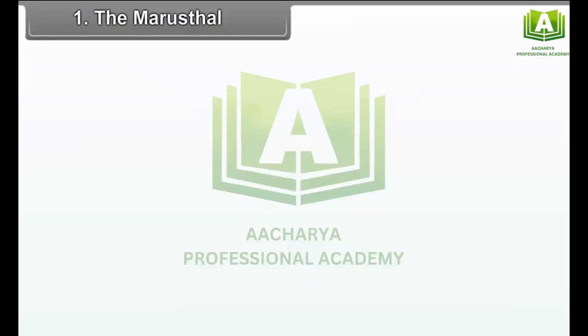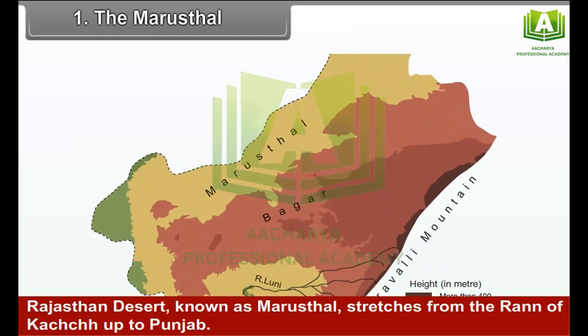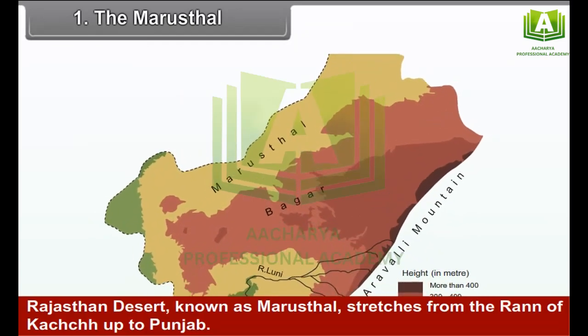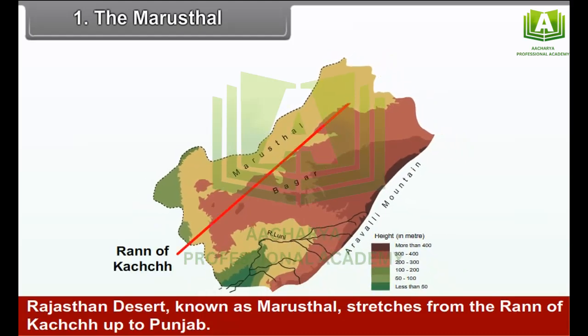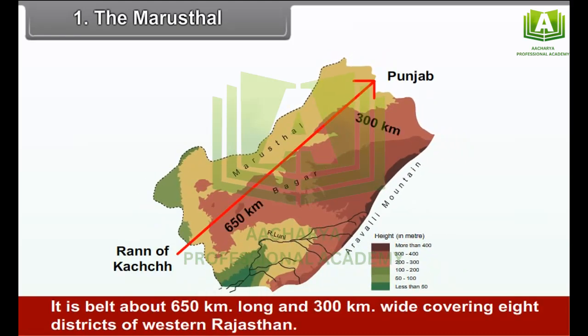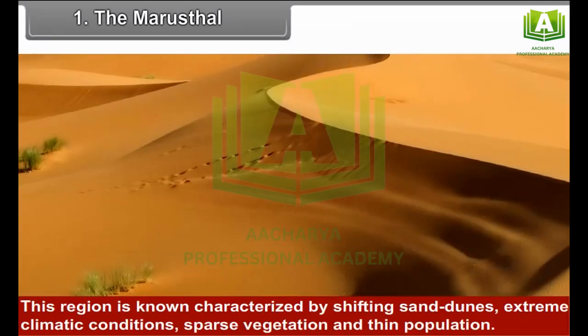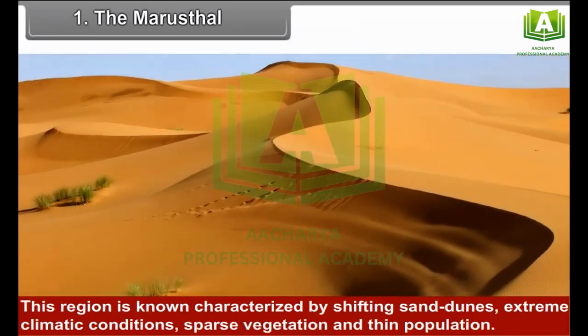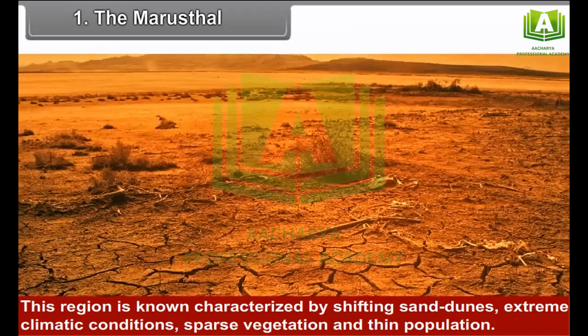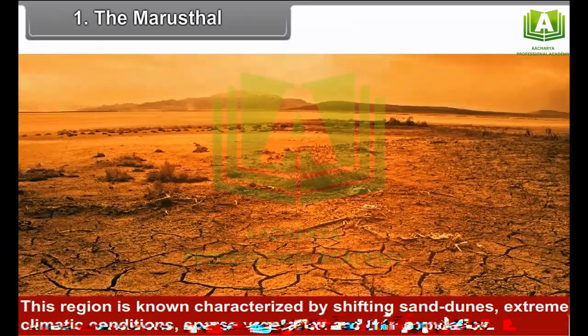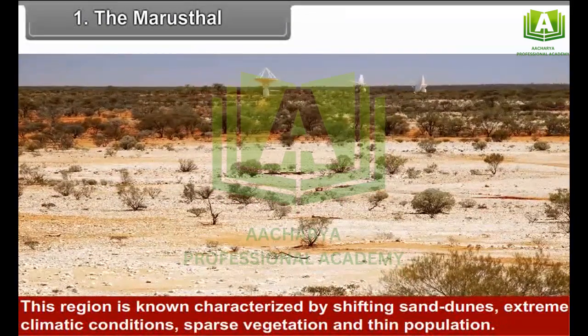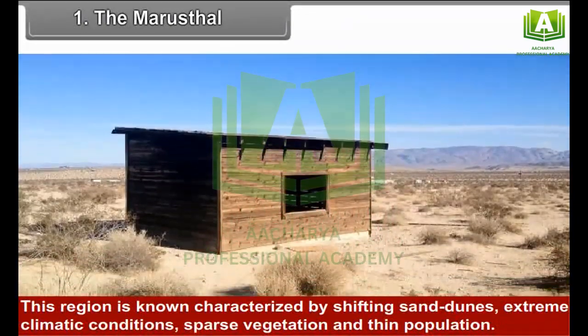The Marusthal. Rajasthan desert, known as Marusthal, stretches from the Rann of Kutch up to Punjab. It is a belt about 650 kilometers long and 300 kilometers wide, covering 8 districts of western Rajasthan. This region is now characterized by shifting sand dunes, extreme climatic conditions, sparse vegetation and thin population.